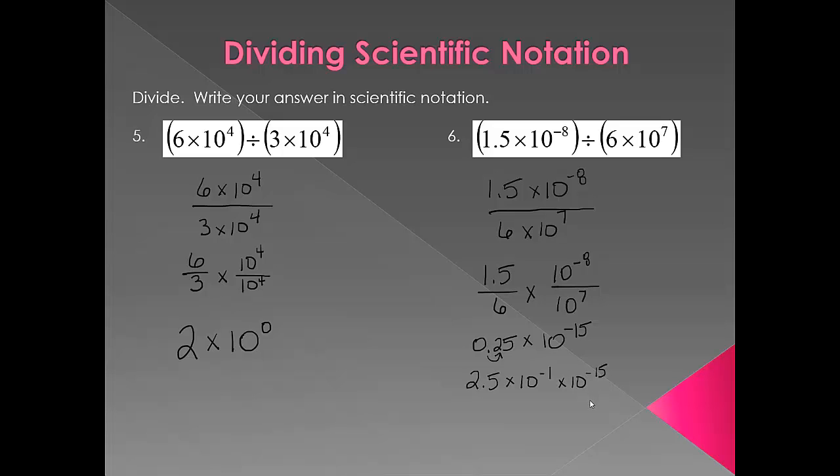Now I can use my product of powers property to combine 10 to the negative first power times 10 to the negative 15th power. So I have 2 and 5/10 times 10, and I add my exponents, negative 1 plus negative 15, and that is negative 16. So I have 2 and 5/10 times 10 to the negative 16th power.